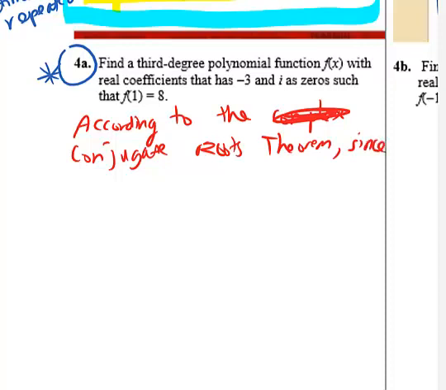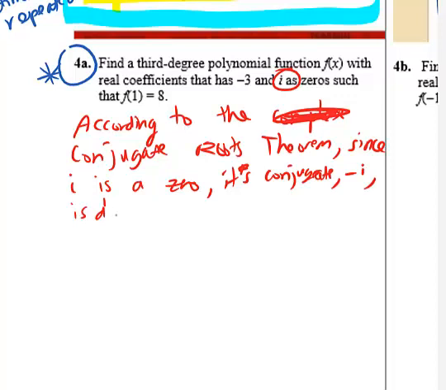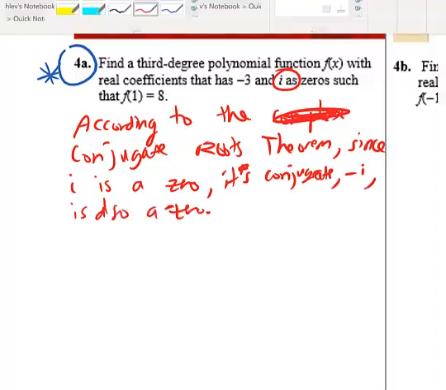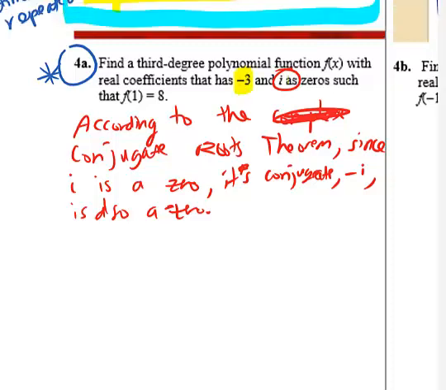Since this problem tells me that i is a 0, its conjugate, negative i, is also a 0. So they gave me specifically two different zeros, x equals -3 and x equals i. But now I have a third 0 that they didn't even tell me, but according to the complex conjugate roots theorem, I have kind of a freebie root here that they didn't even mention.